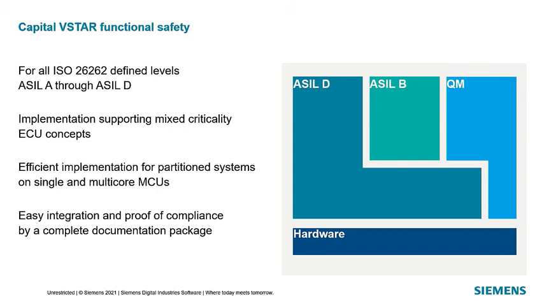Capital VStar supports mixed ASIL software partitioning in the system. This is a really important feature to remove any limitation of implementing the EV combo box, since there is a higher possibility that either of the functions could be in a different ASIL. VStar safety implementation works efficiently in both single and multi-core microcontrollers. Last but not least, Capital VStar functional safety also helps in ECU integration and provides a complete set of documentation for safety compliance.